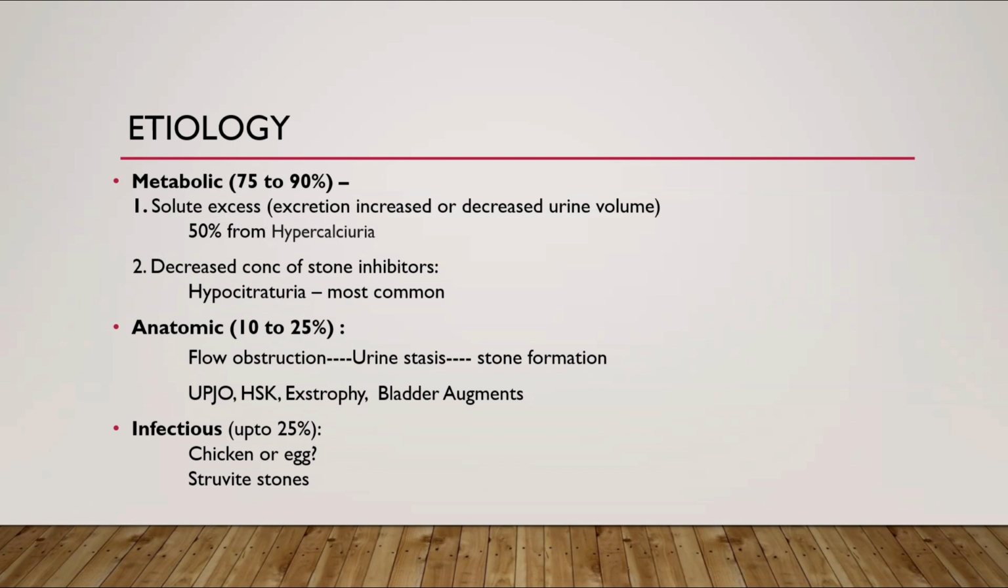And finally, the infectious factors. Up to 20% of the kids have UTI. And the question is whether these infections are causing the stones or these kids are predisposed to infection because of the anatomic causes.